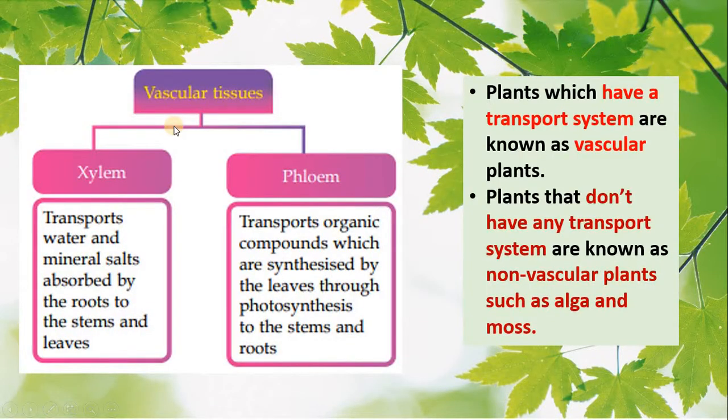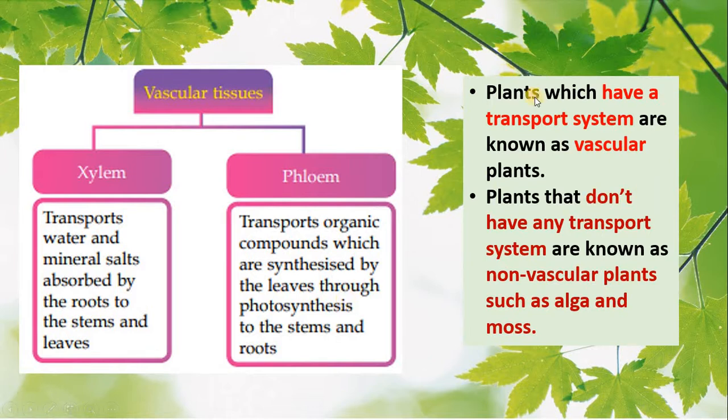Next we go to the vascular tissues. Vascular tissues can be divided into xylem and phloem. What is the function of the xylem? Xylem transports water and mineral salts absorbed by the root to the stem and leaf. What about the phloem? Phloem transports organic compounds which are synthesized by the leaf through photosynthesis to the stem and root. Make sure you memorize the functions of xylem and phloem. So that is vascular tissues.